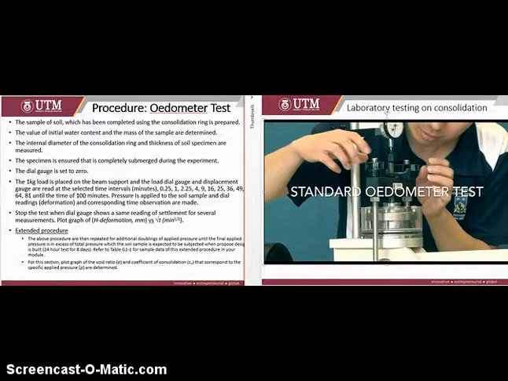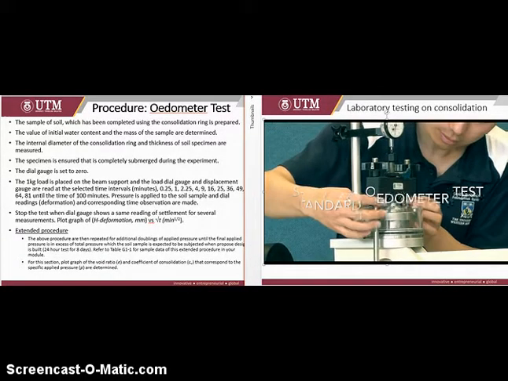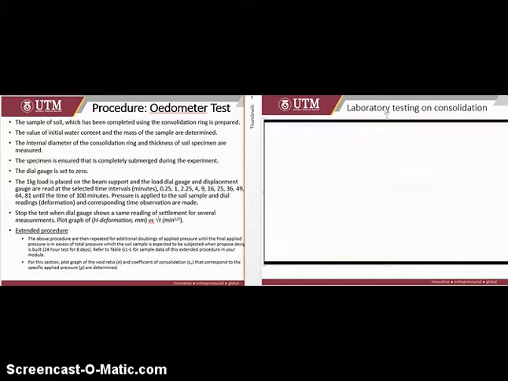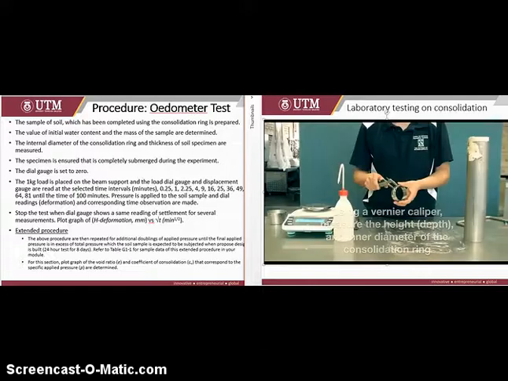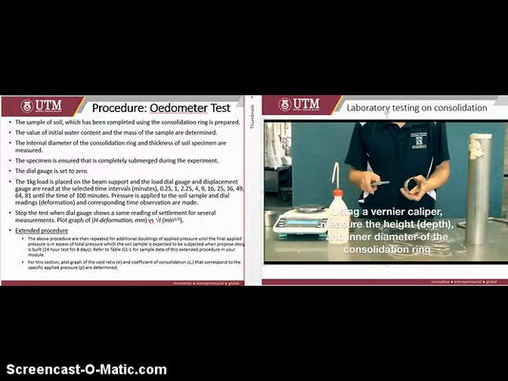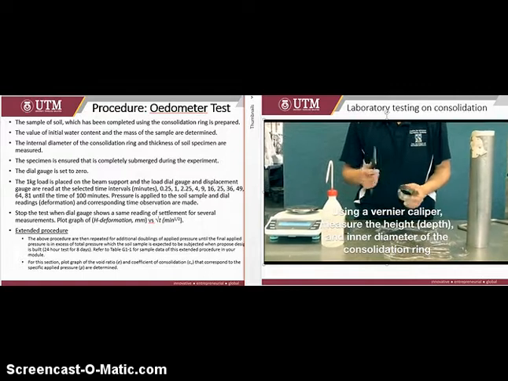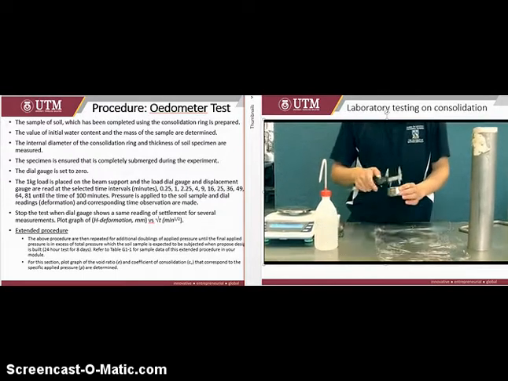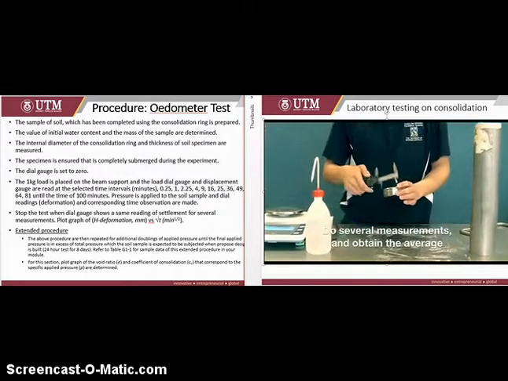So now let's see together the procedure of the oedometer test. First, you need to prepare the sample. Before you start, you have to measure the height and also the inner diameter of the consolidation ring.